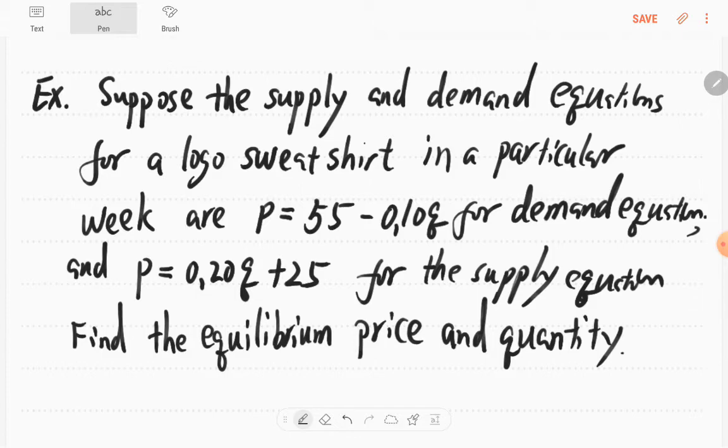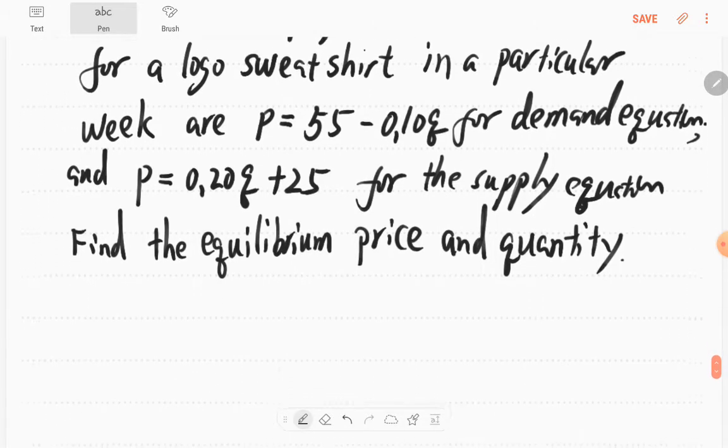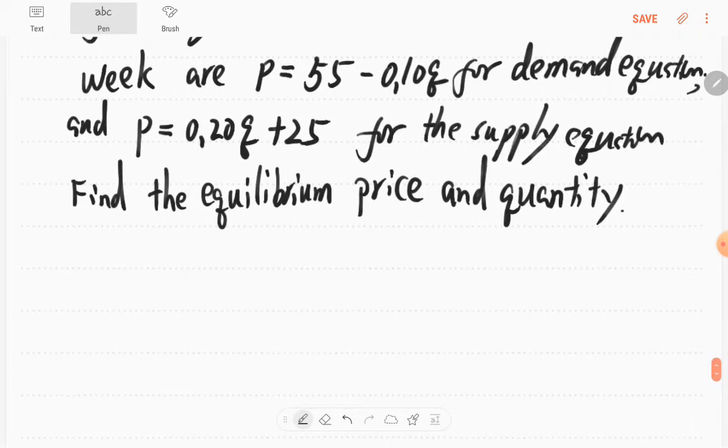We have learned about supply and demand analysis, that the equilibrium price and quantity means the values of P, which is the price, and Q, which is the quantity, should satisfy these two equations at the same time, or simultaneously. So this problem gives you two equations already.